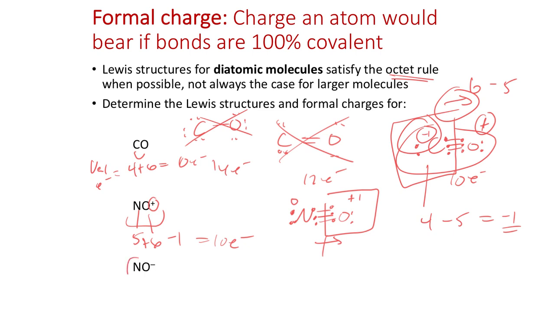And then NO-. For NO-, we have 5 for nitrogen plus 6 for O. Then we pick up 1 electron due to the negative charge. So a negative charge is adding an extra valence electron, so we go to 12. Then this is going to be the double bonded structure. So the double bond gives both atoms an octet. So each of the atoms has 8 electrons surrounding it.